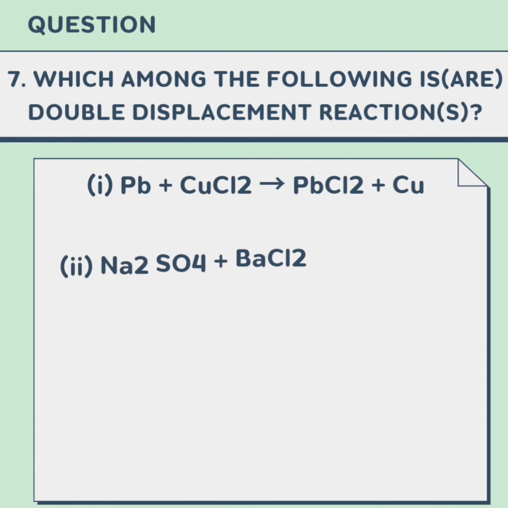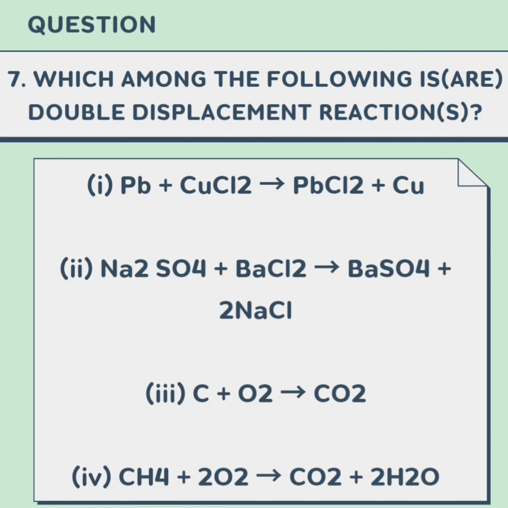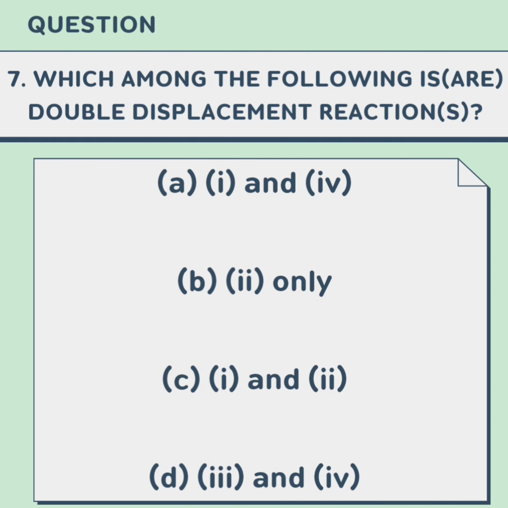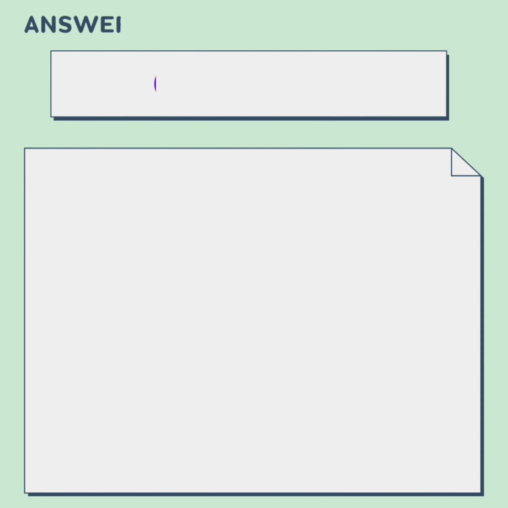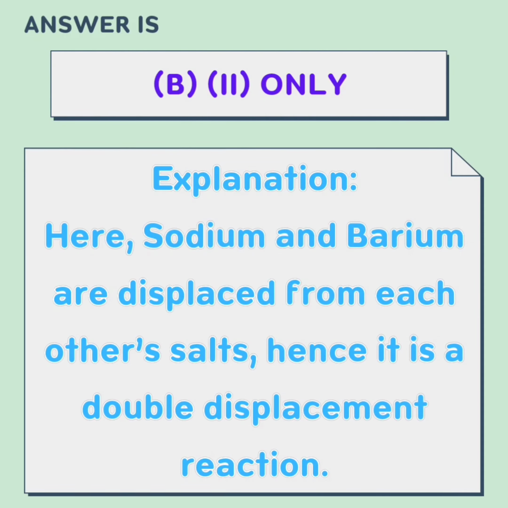7. Which among the following are double displacement reactions? A. 1 and 4. B. 2 only. C. 1 and 2. D. 3 and 4. The answer is B. 2 only. Explanation. Here, sodium and barium are displaced from each other's salts, hence it is a double displacement reaction.